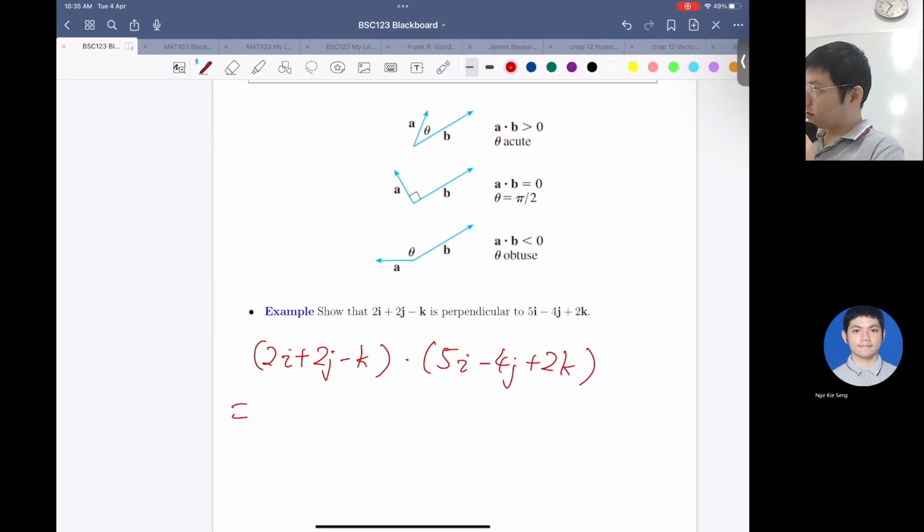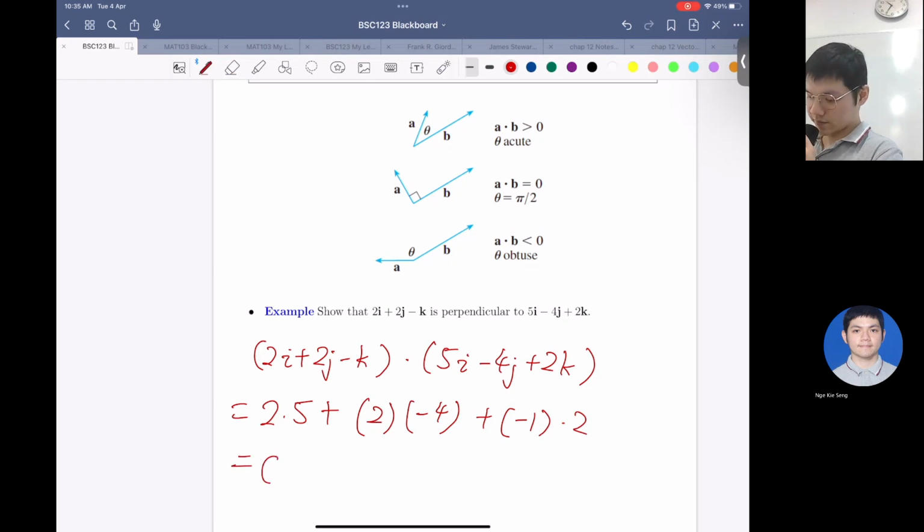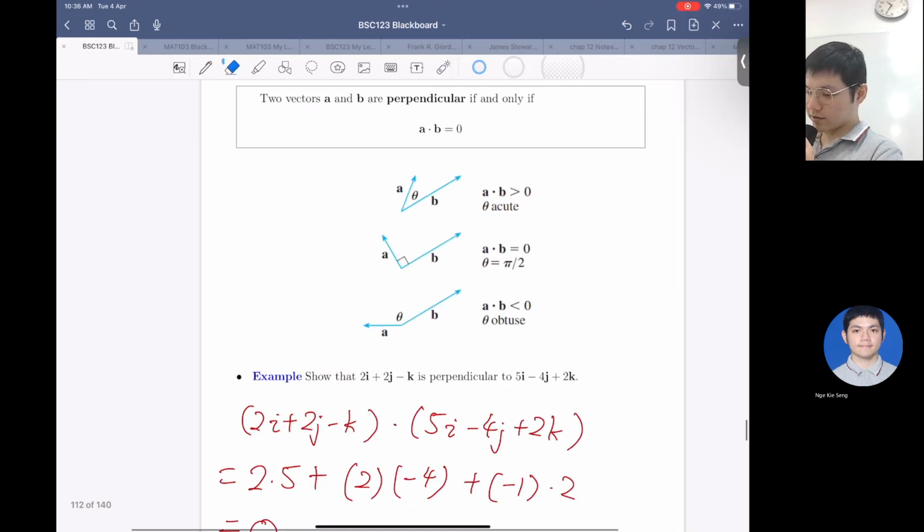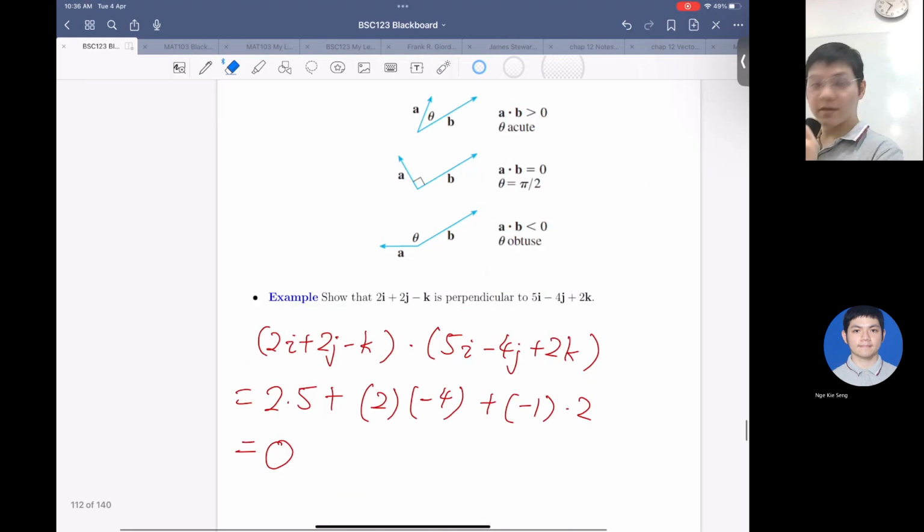First term is 2 times 5 plus minus 2 times minus 4 plus minus 1 times 2. What do you get? 0. Okay. So by theorem above, they are perpendicular.